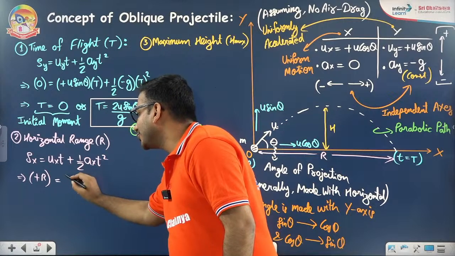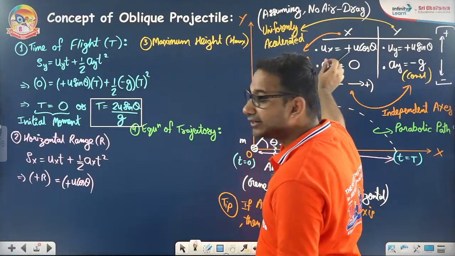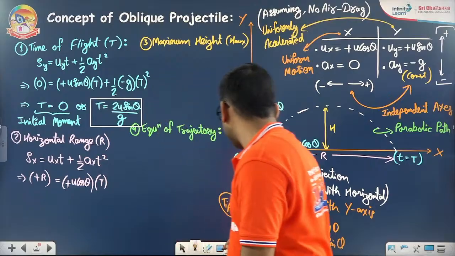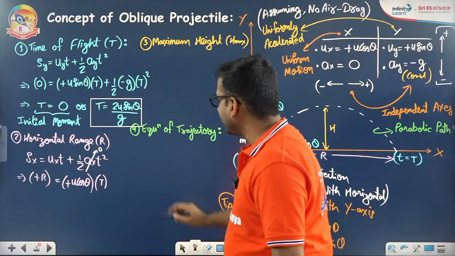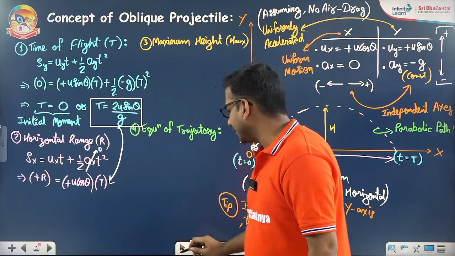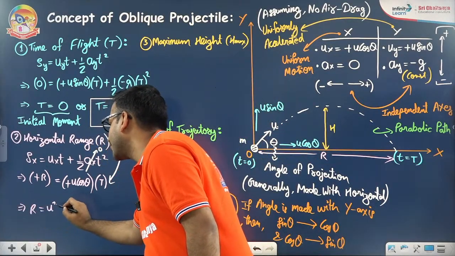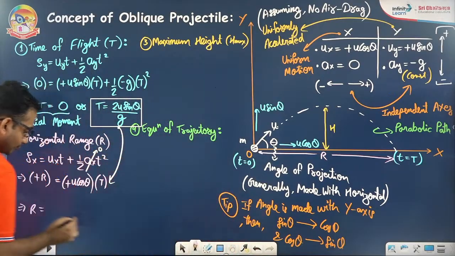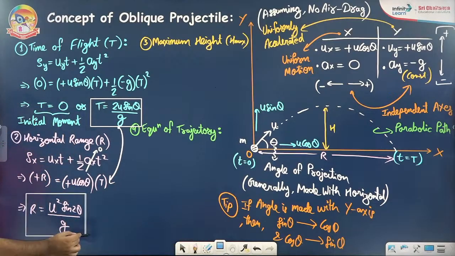So that will be equal to ux. Ux is plus u cos theta. See, in the table, I have already written it for you. It is plus u cos theta into capital T, and this ax here is 0. Now, the moment you substitute the value of capital T over here, you will get the value of range as u square sine 2 theta by g. Okay, that's the formula, u square sine 2 theta by g.